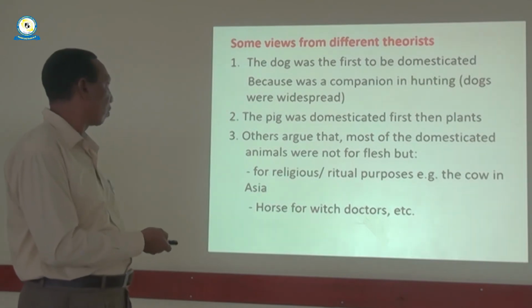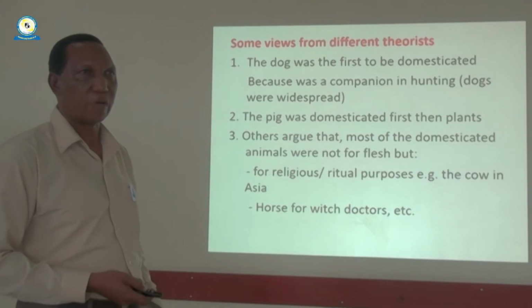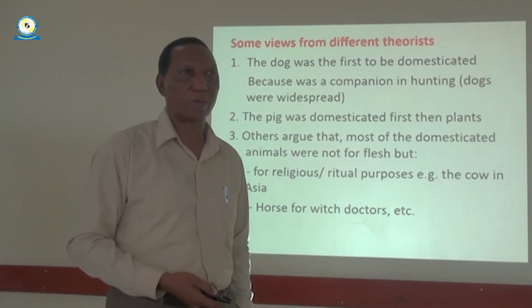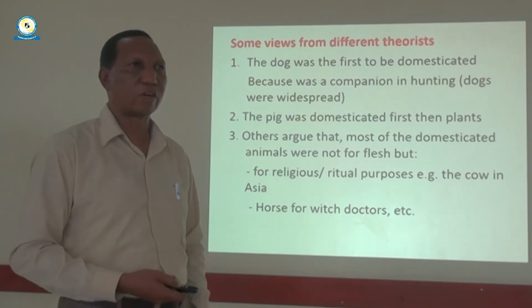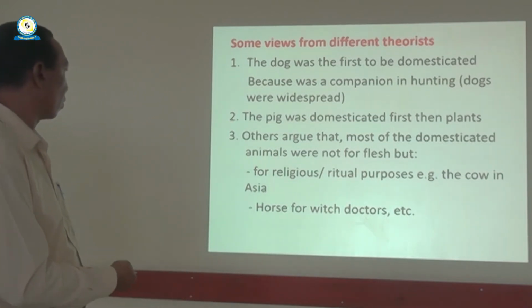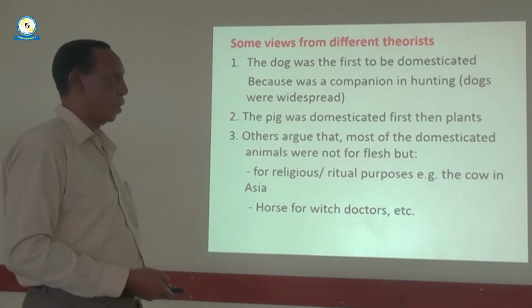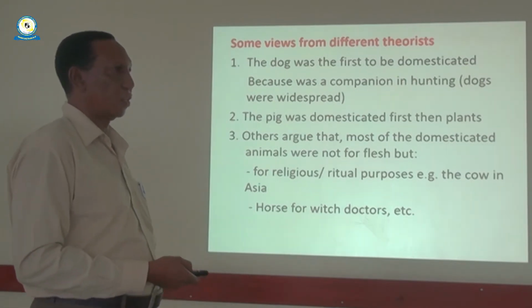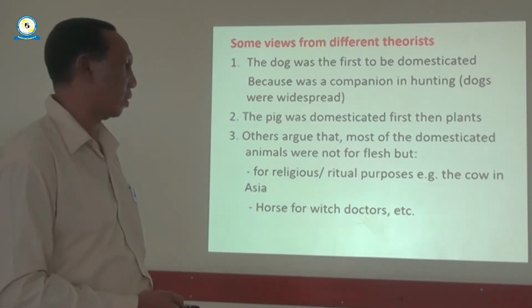Others argue that most of the domesticated animals were not for flesh. For example, in India, even today, they just keep cattle. They regard cattle as a sacred animal. It's for religious purposes. But in some cases also, the horse was taken by witch doctors as something for rituals or even for wars and other things.